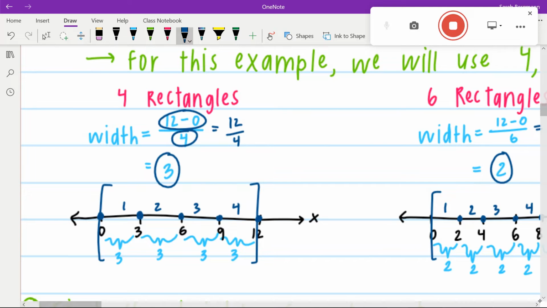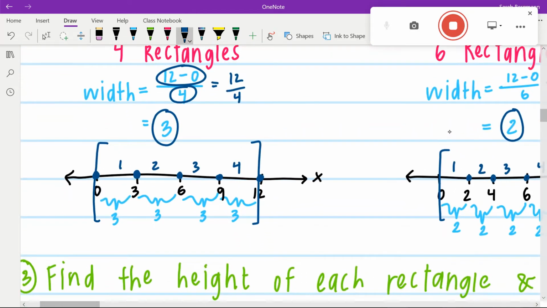So for example, if you're using 4 rectangles, if you're using the left endpoint, you would use 0 for the first rectangle, since that is the left endpoint of the first segment. You would use 3 for the second, that's the left endpoint of the second, 6 for the third, 9 for the fourth. Those are the left endpoints. However, you could really choose any point between 0 and 3 to find the height of your first rectangle.